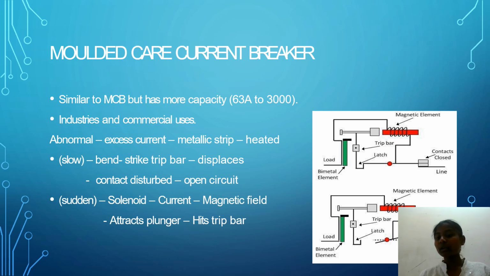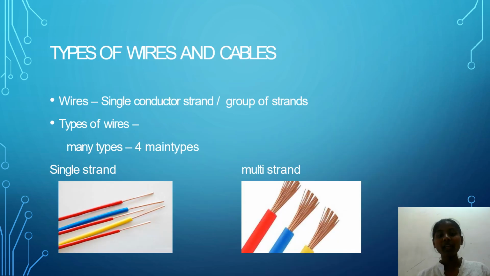And the next topic was types of wires and cables. First, let us see what is a wire and what are the different types of wires. A wire is a single conductor strand or group of strands. It means it contains only a single conductor, whereas a cable contains more than one conductor. So a wire is a single conductor strand or group of strands.